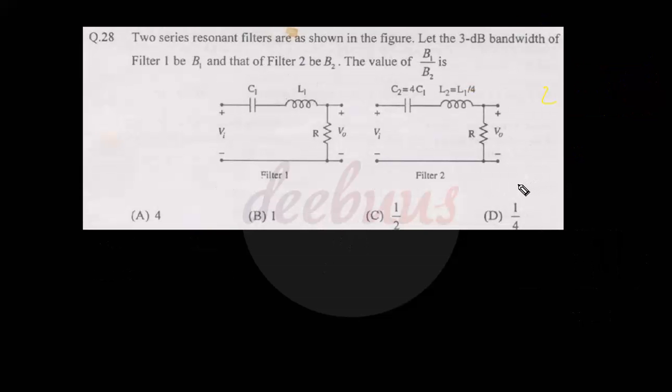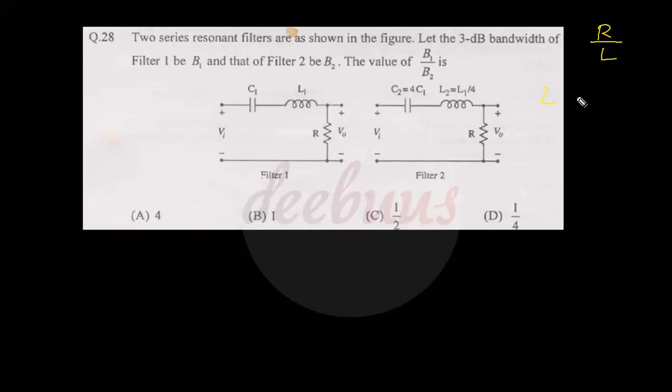Moving to a 2-mark question. Two series resonant filters are as shown in the figure. Let the 3 dB bandwidth of filter 1 be B1. Right, filter 1 is this, and the 3 dB bandwidth of the filter is B1. Similarly, filter 2 has bandwidth of B2. Now we have to evaluate what is B1 by B2, right? So we know the bandwidth of a series RLC circuit is given by R by L, right? I repeat, the bandwidth of a series RLC circuit is given by R by L, right?